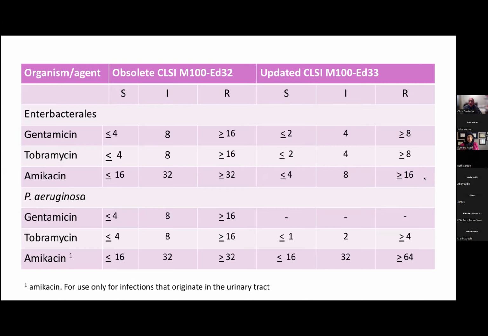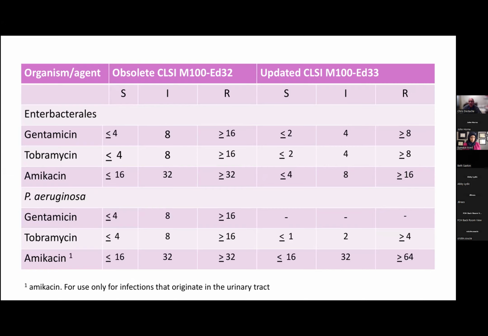Tobramycin was also lowered. Amikacin was also lowered from 16 to 4, and intermediate from 32 to 8. Resistant went from greater than 32 to greater than or equal to 16. So that's for the Enterobacterales group of organisms.